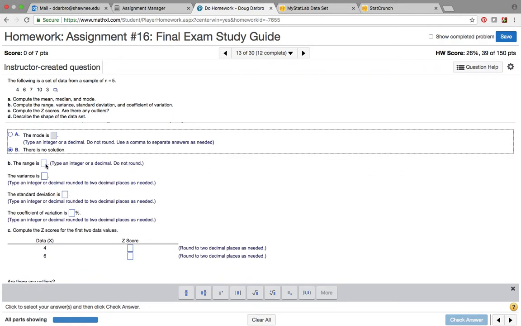All right, now we need the range, the variance, the standard deviation, and the coefficient of variation. And these need to go to essentially 2 places, and then they want 2 places on the coefficient of variation. So let's do it.